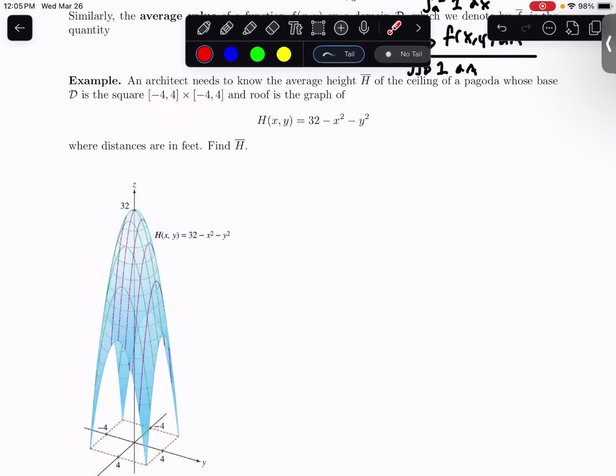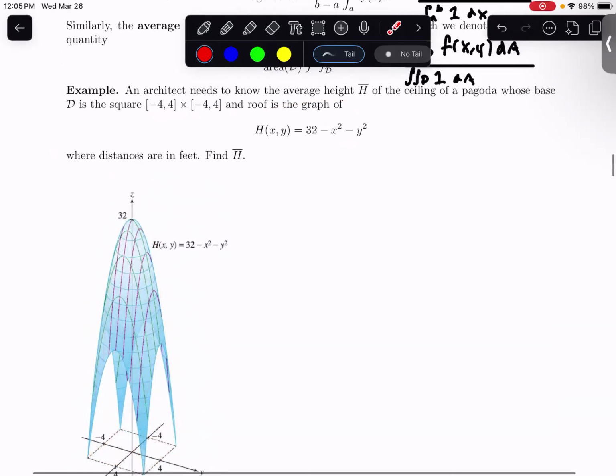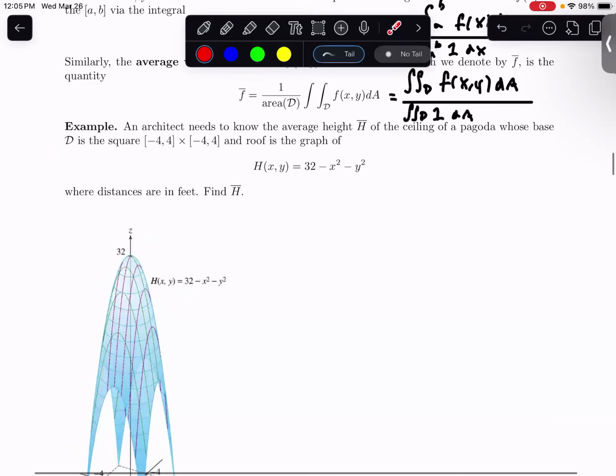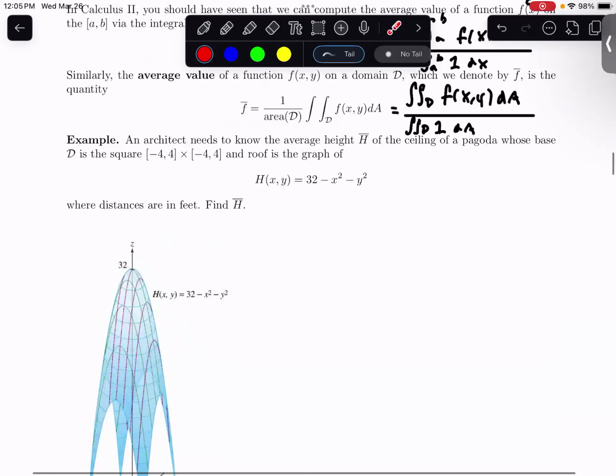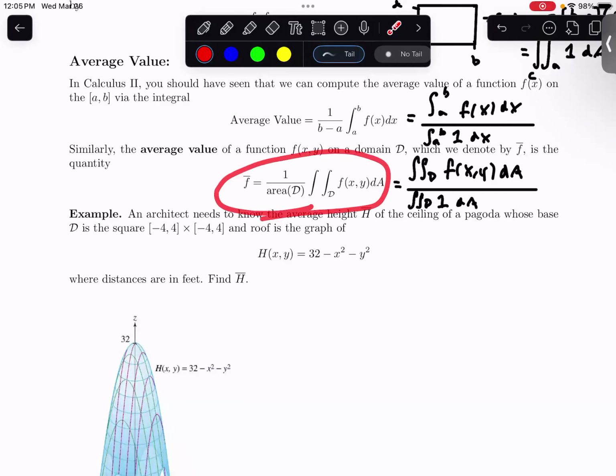And then the roof of the graph, i.e. this surface here, I'm highlighting in red. This is given by h of xy is equal to 32 minus x squared minus y squared. Our distance is going to be given in feet. And so what it wants you to do is find the average height of this pagoda that it was describing. And so you just use this formula that's given to you, right?